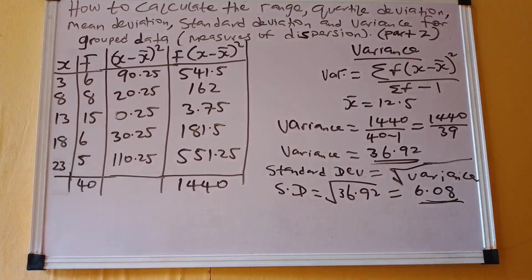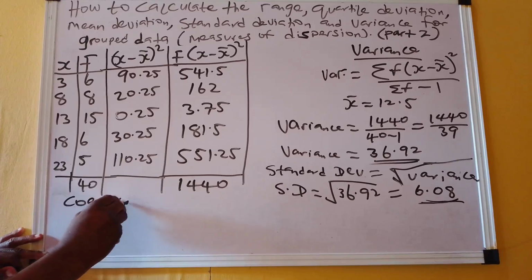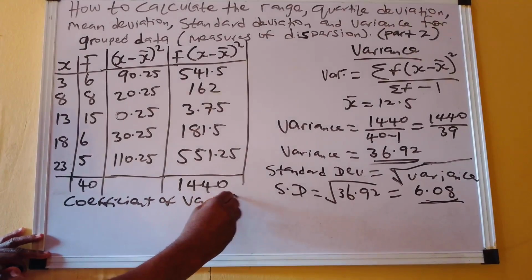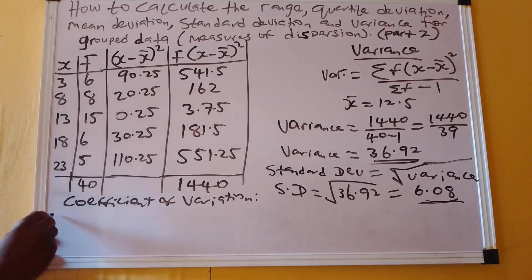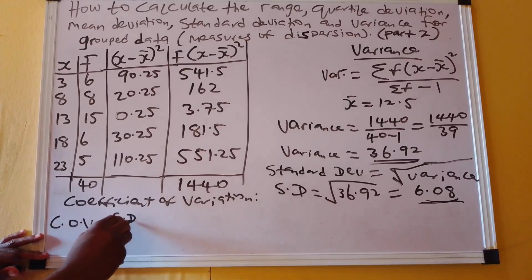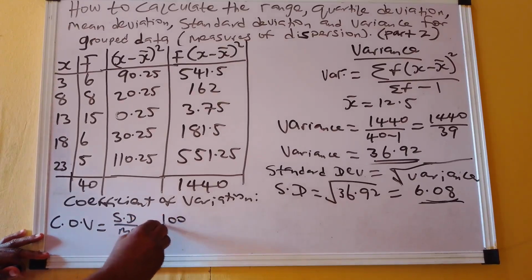Now it is also good we calculate the relative of the standard deviation, which is called the coefficient of variation. Now our coefficient of variation, that is our COV, is equal to the standard deviation all over the mean times 100 over 1.